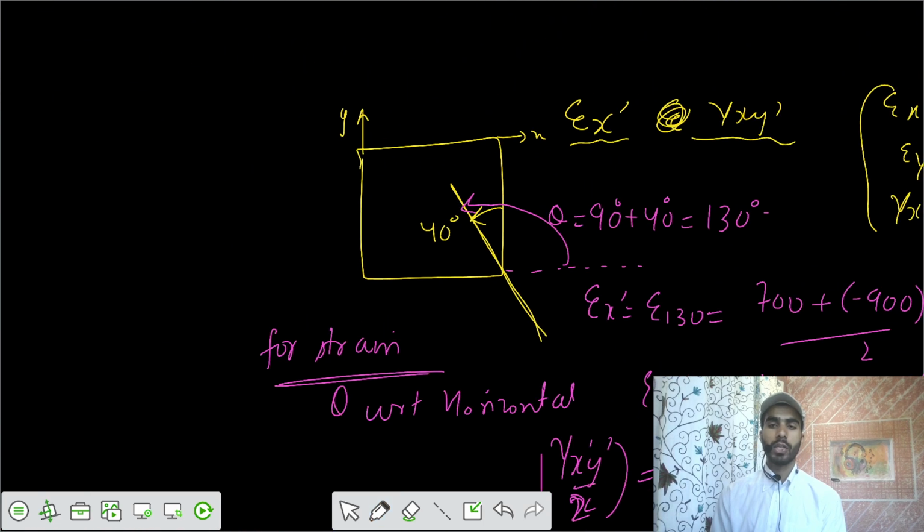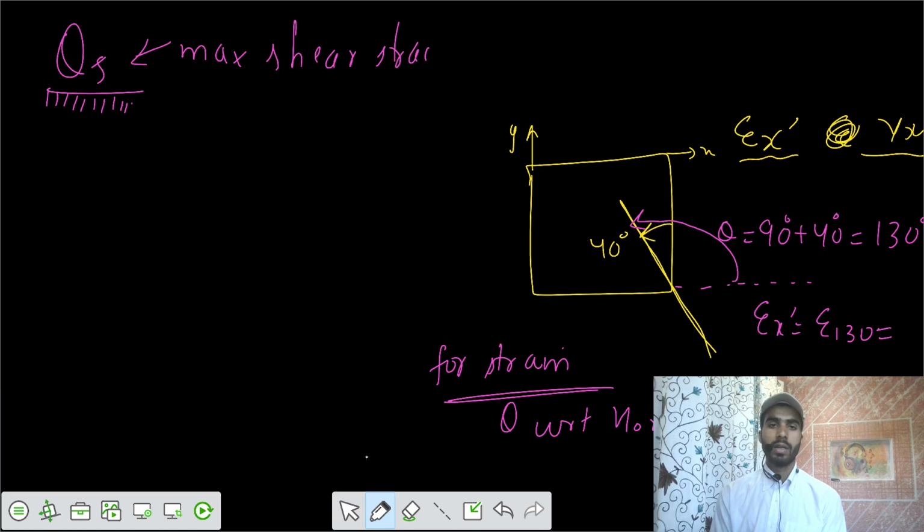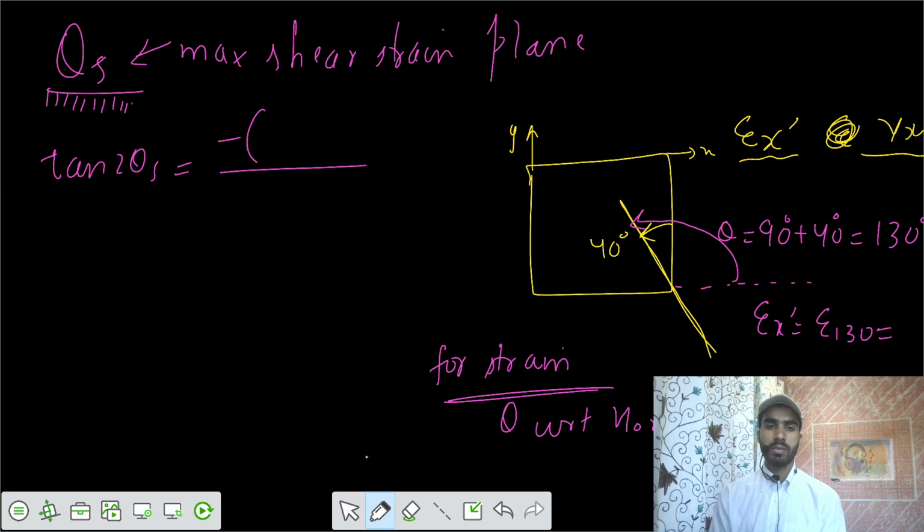Now, if you want to know the location of the principal plane or shear plane, that is, where the maximum shear strain would be, that maximum shear strain plane is the same as the maximum shear stress plane. Let's say tan 2 theta equals, we know the equation was sigma x minus sigma y, so we can write (E0 minus E90) by 2 over gamma xy by 2 also. So we can use that equation.